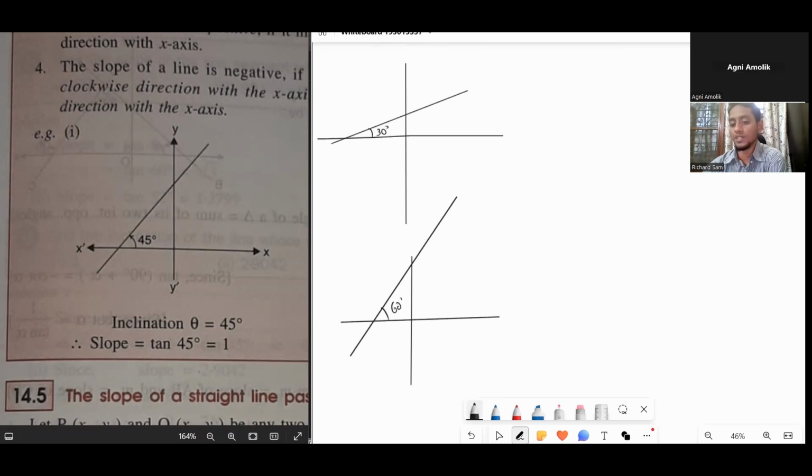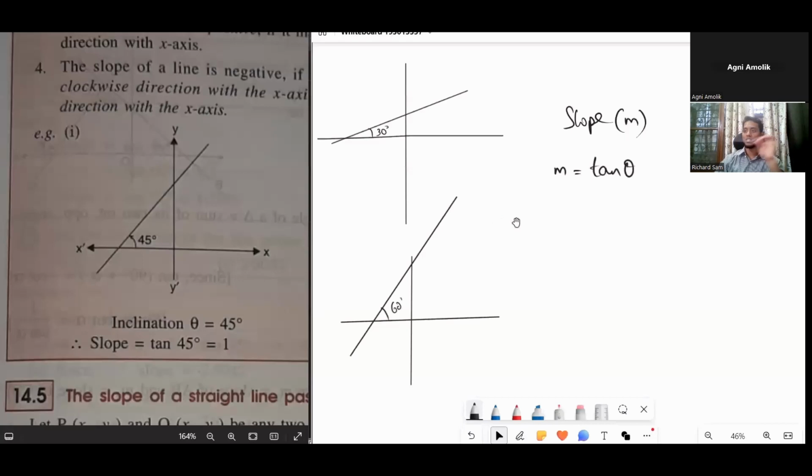Now using inclination, we can find something called slope. Okay, slope is represented by the alphabet M. Okay, slope has two formulas. One formula is tan theta. Now before we start finding the slope, let me explain to you what is slope.